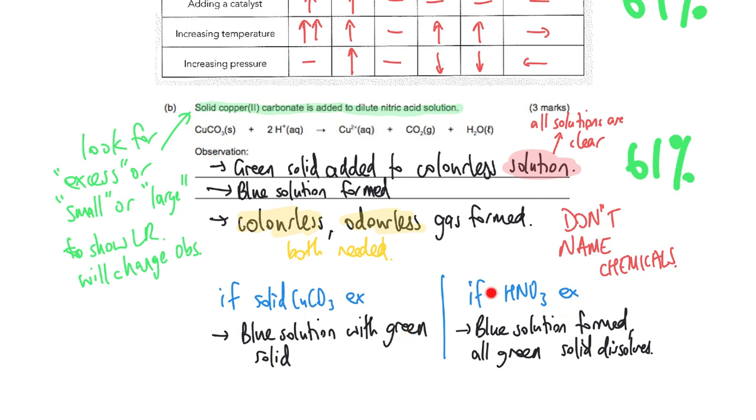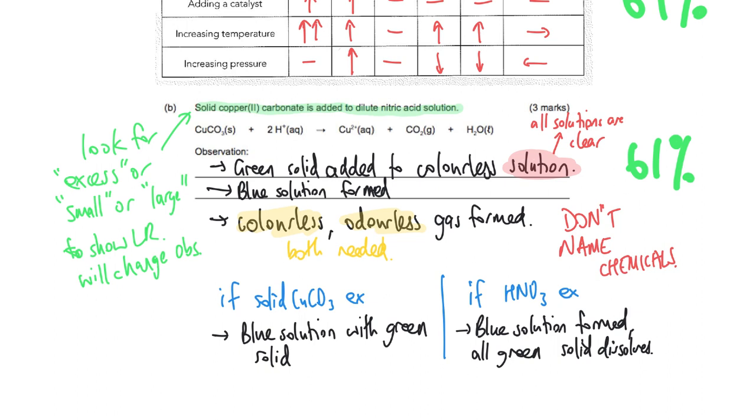However, if the nitric acid is in excess, then a blue solution is formed and all of the green solid dissolves. Right, all of the green solid dissolves. This question isn't written very well. It's missing that information. You really shouldn't get a question which has no information about which one is in excess. All right, so you should really be looking for that.